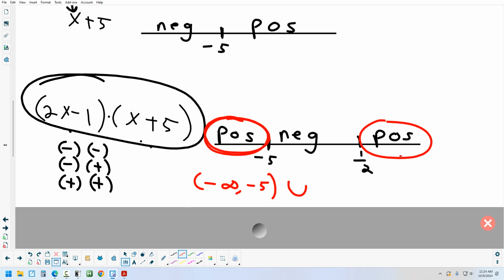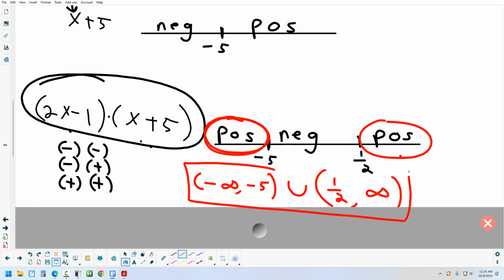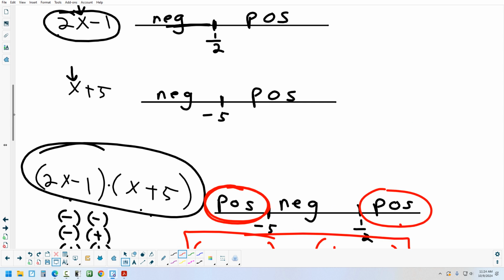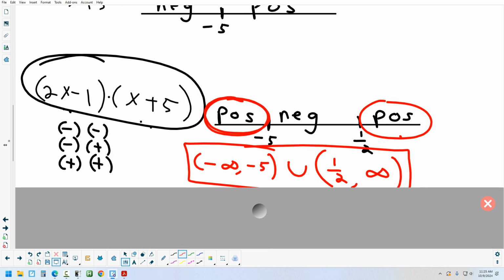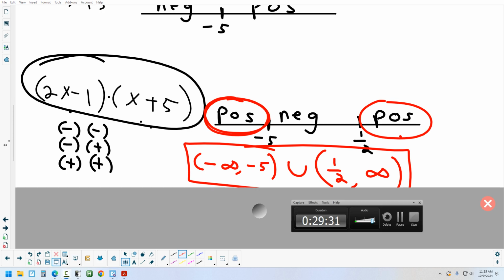What's the lowest that the section on the right goes? Goes all the way down to a half. Can I include it? No. Same reason I couldn't include -5. And what's the highest that that section goes? Infinity. So you can pick any number that's lower than -5 or higher than a half, and it will answer the original problem. But that's the process of a sign chart. Okay, so we'll do another one, but let's pause there.